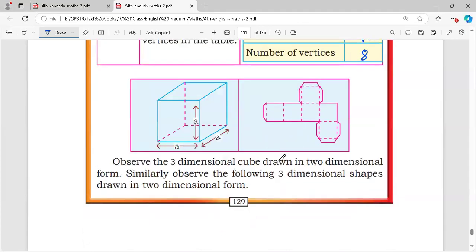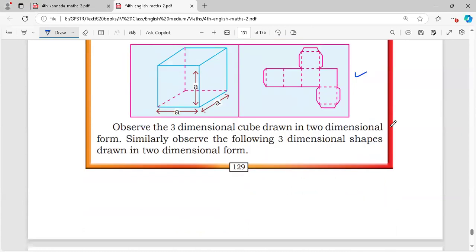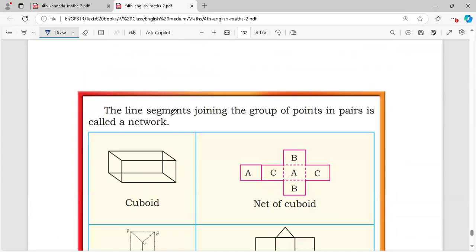Observe the three-dimensional cube. Draw it in two-dimensional form. This is a cube. If we draw this cube in two-dimensional form, it looks like this. The line segments joining the group of points in a pair form a network.